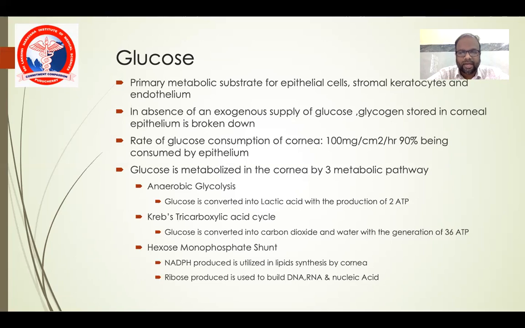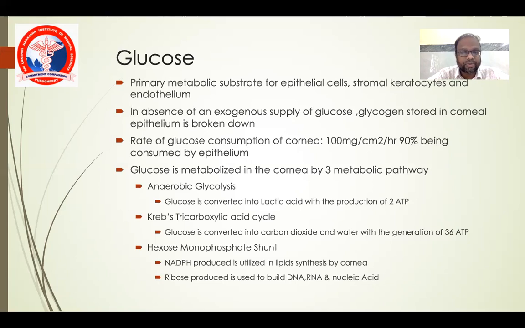So in case of an exogenous supply of glucose, there is also glycogen stored in the corneal epithelium. The cornea also contains glycogen stored like the liver and other cells and tissues in the body. So this glycogen is also broken down into glucose and utilized for the production of energy in the cornea like other tissues.